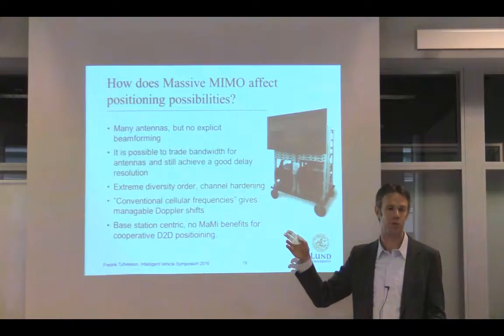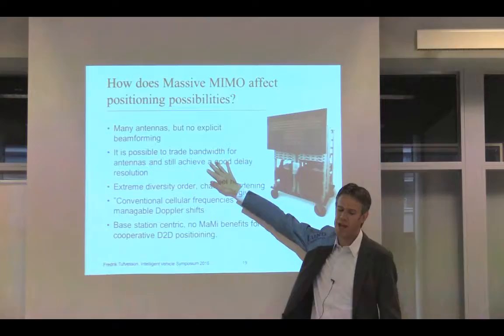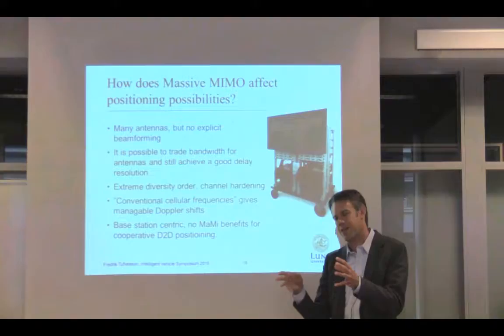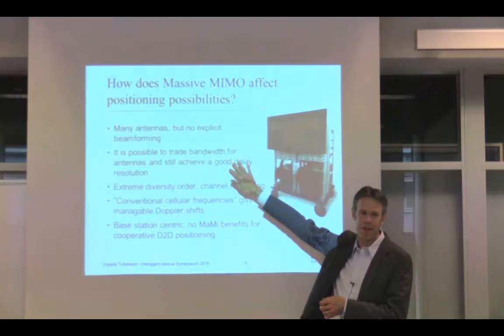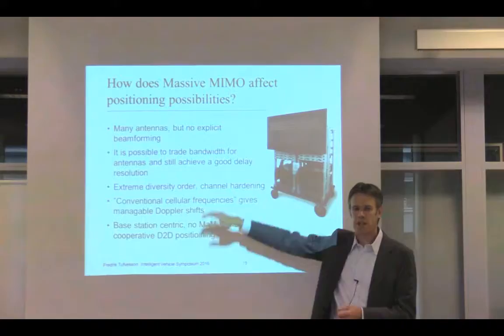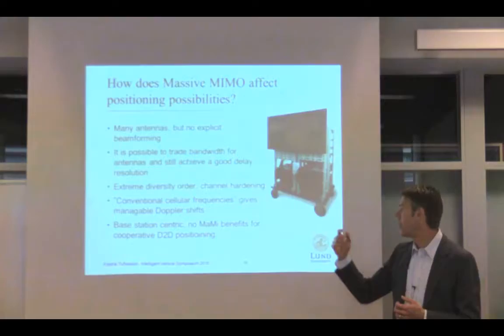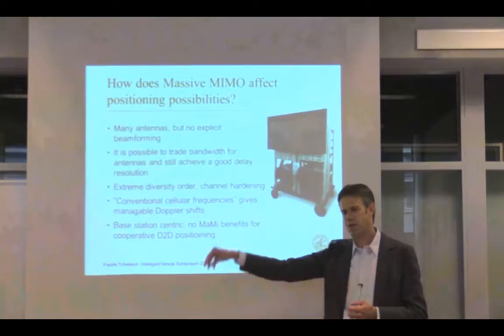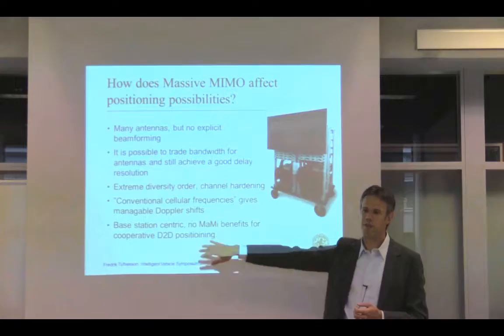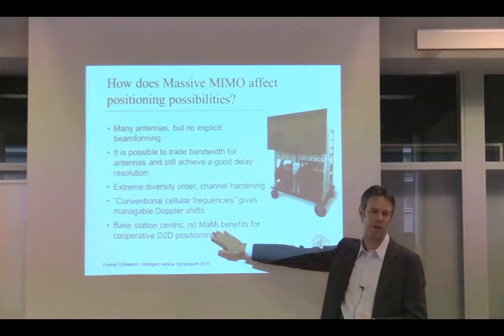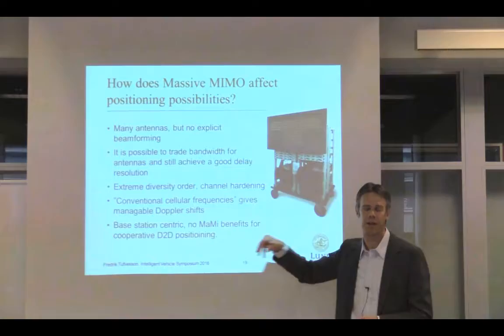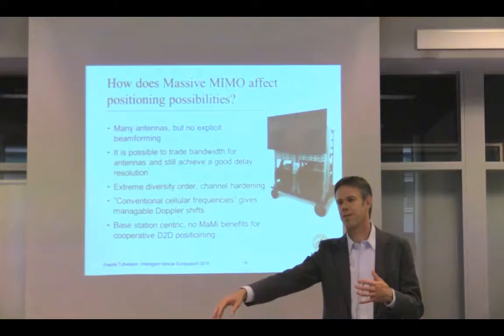An interesting thing is that it's actually possible to trade bandwidth versus antennas and still maintain a good delay accuracy, but with less bandwidth and more antennas. From a communication point of view, we have this channel hardening effect, which actually is very good for us. But that is only between the base stations and the units where we are communicating. If we think of cooperative device-to-device positioning, we cannot gain anything from those massive MIMO benefits. We will not get the channel hardening there. The channel hardening will appear only between the base station and the intended users.